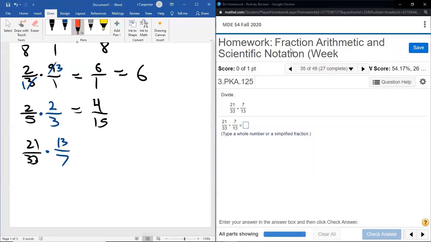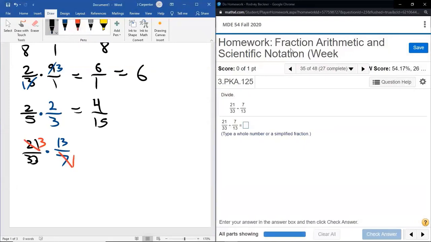All right, well, now we can reduce. 21 and 7, well, 7 goes into both of those. 7 goes into 7 once and into 21 3 times. Now, you might have seen that 3 went into 21 and 33 first, and that's okay. But now I definitely see that 3 goes into 3 and 33.